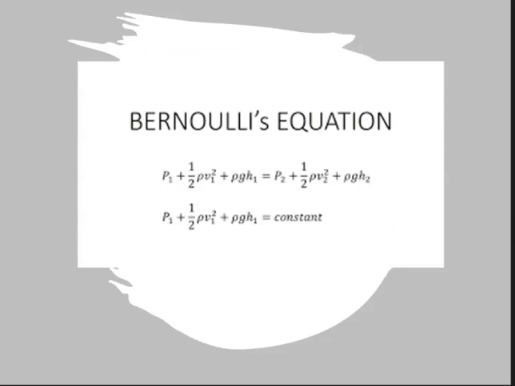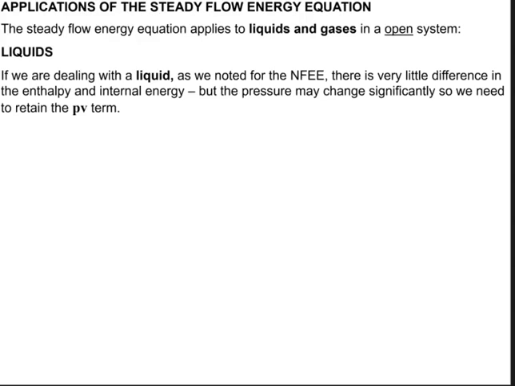Okay, so we got a background of Bernoulli's equation. At inlet and outlet, total energy is the same. So the pressure differential is equal to the change in potential energy plus the change in kinetic energy. That's another way of writing Bernoulli's equation. Now, what's the application of Bernoulli's equation? Bernoulli's equation has application in the steady flow energy equation. We call that SFEE. So let's have a look at SFEE.